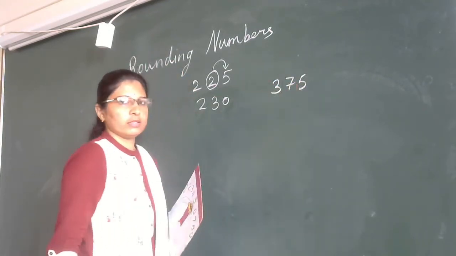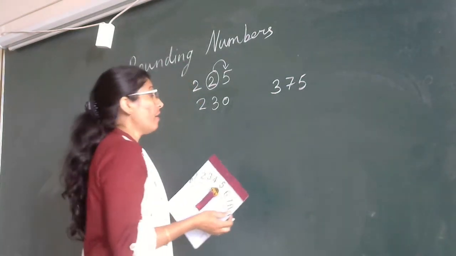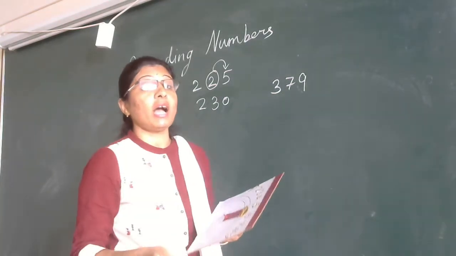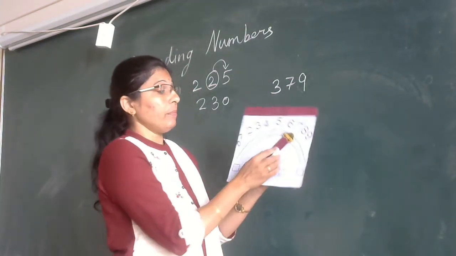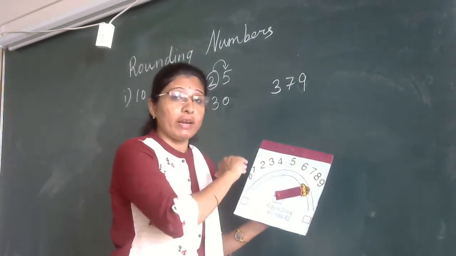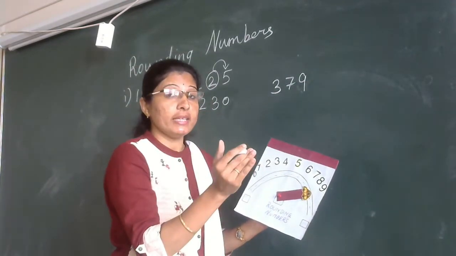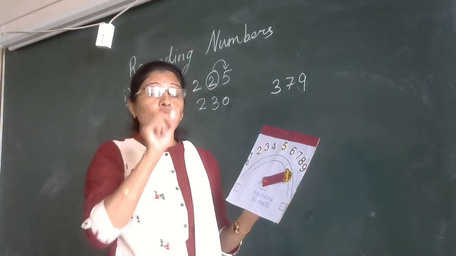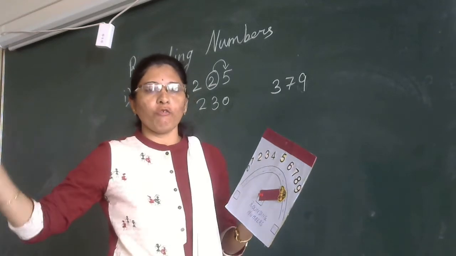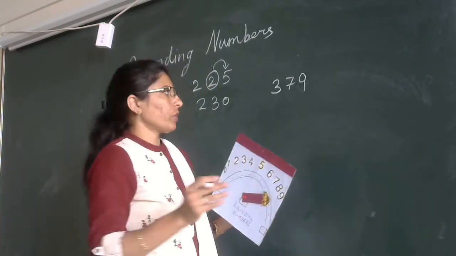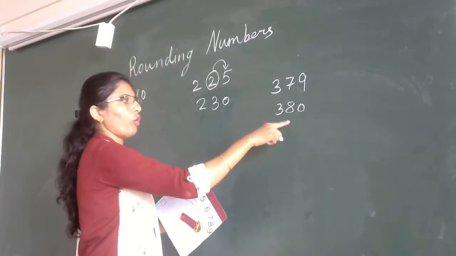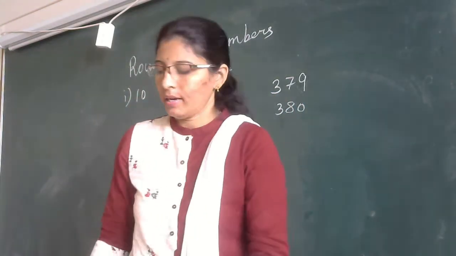If it is 375, now 75 or 79. 79 is there, so 9 will come here. So is it nearer to 80 or 70? 79 is nearer to 70 or 80, because we are doing rounding off of tens. So we have to see 10, 20, 30, 40, 50, 60 like that. Okay, so it is nearer to 80. So 380 is the rounding off of 379.